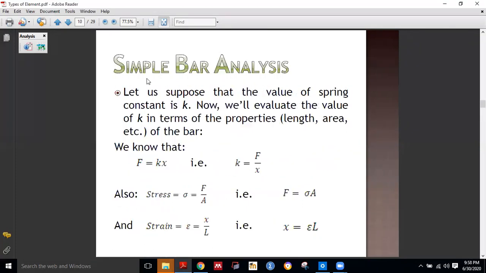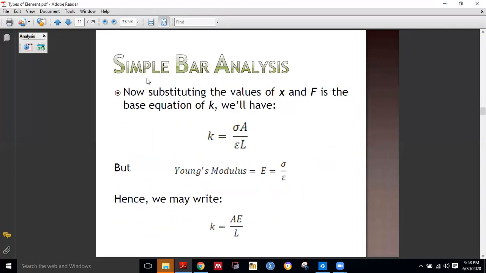So now this is the simple strength of material or solid mechanics, we can say. You can refer to the SOM notes for this. So this is the formula we have obtained. Now substituting the values of x and f, the base equation of k, we will have k is equal to sigma A upon epsilon L. That is stress into area divided by epsilon into L.